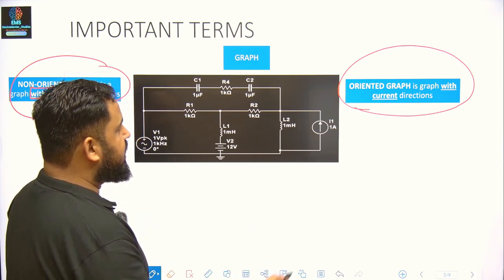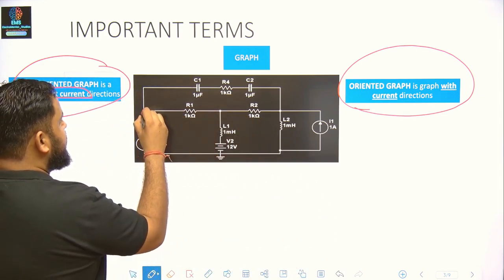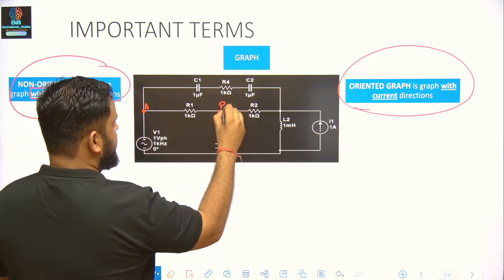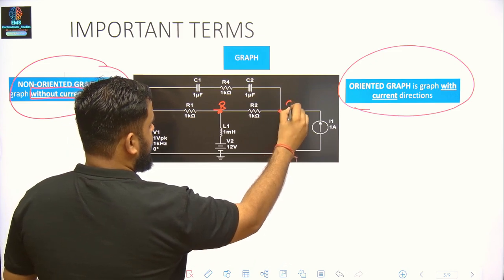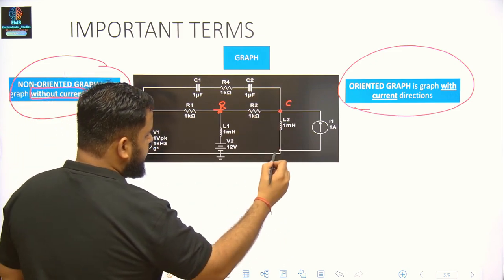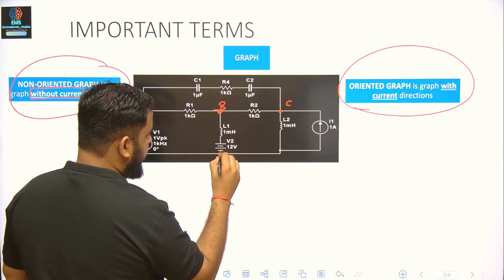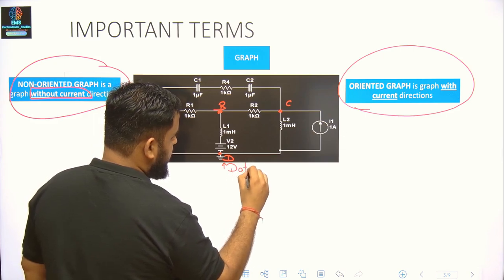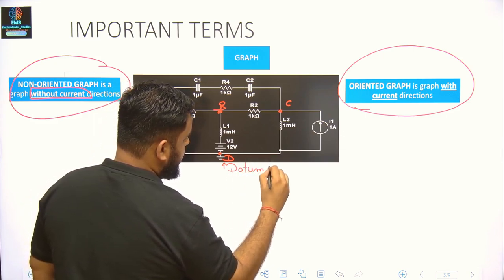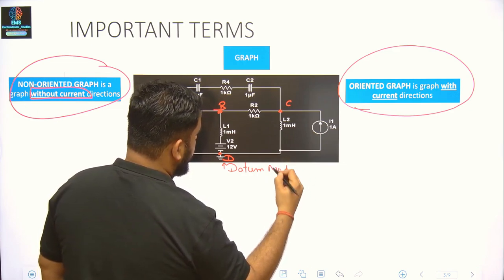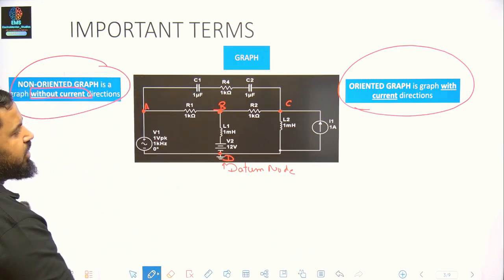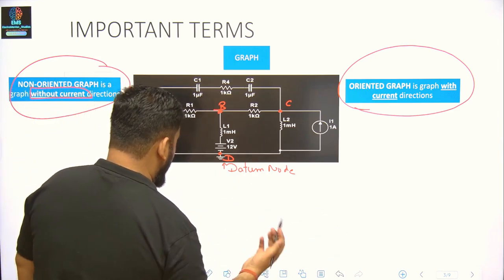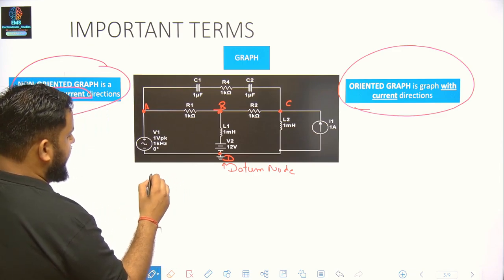So let us consider this given circuit. Let us mark this node as A, B, C. This whole line from here till here will have one node D. This is often known as the datum node. Any other node which you can find out? No, we don't have any other node. So let us see what the graph will look like.